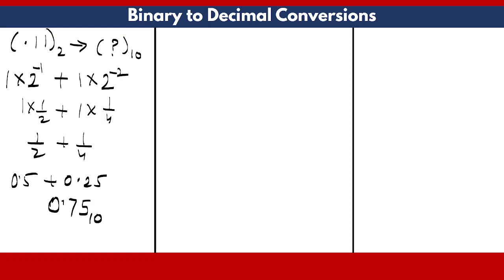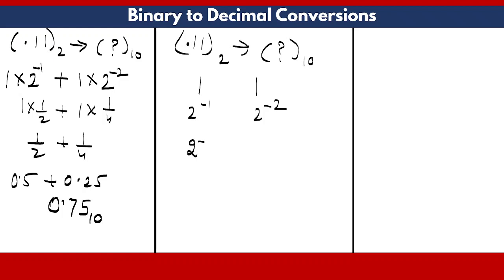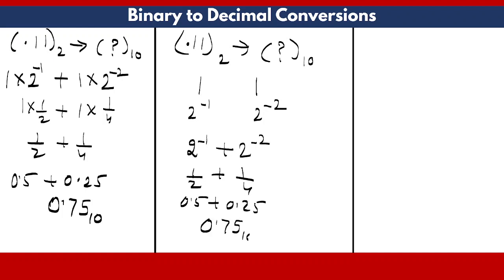Clear? Now let us take another example, 0.11, and let us find out its decimal equivalent, but we will use the sum of weights method. So we'll write all the bits and then we will write their weights. Because all the bits are 1, we will add them up. This becomes 1 by 2 plus 1 by 4, 0.5 plus 0.25, and the answer is 0.75.